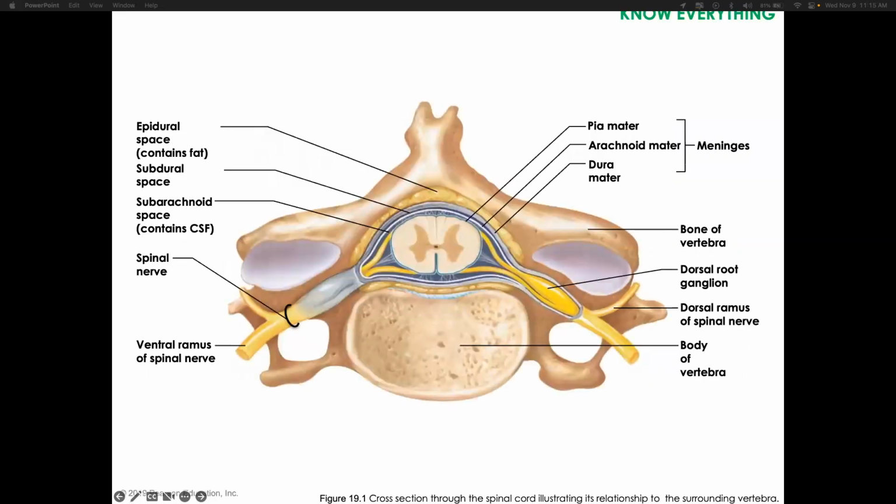So here we have a superior view of a vertebra and the spinal cord going through the vertebral foramen. The spinal cord has the same meningeal layers as the brain. You have the pia mater, the arachnoid mater, and the dura mater. And then coming off of the spinal cord, we have our spinal nerve. Within the spinal nerve is our dorsal root ganglion. The dorsal root ganglion is where the sensory neurons relay sensory information to the spinal cord.